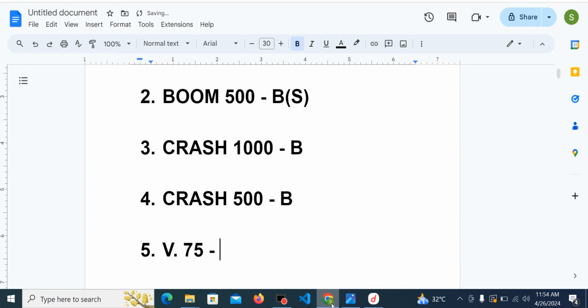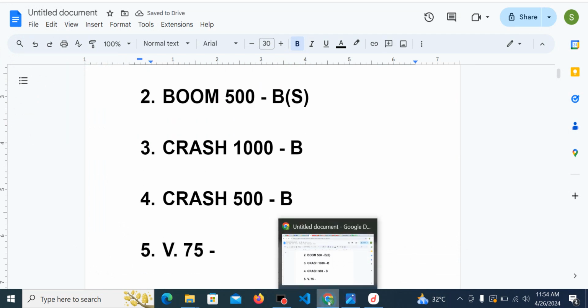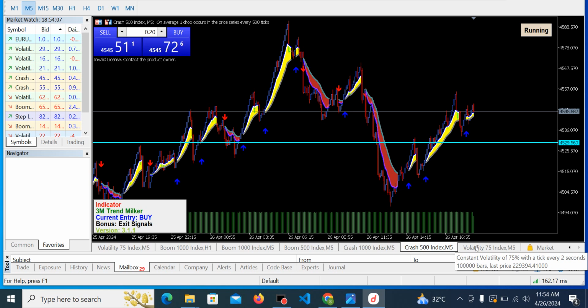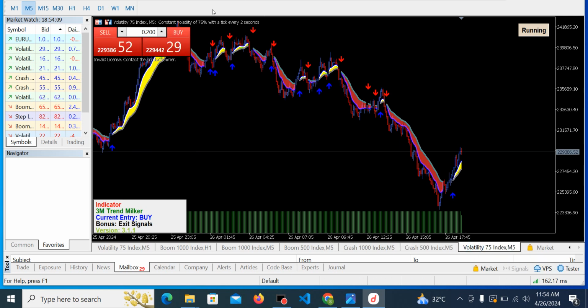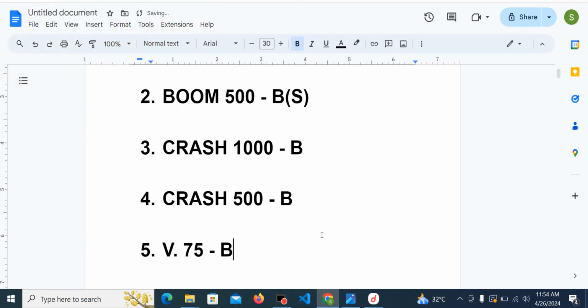Okay, the last asset is going to be V75. Let's check it out right away. This is volatility 75. It had been on downtrend for a while, got to this support zone, was unable to break out below it, so it started a buy trend from there. You can see the yellow flag and the blue arrow, and of course this shows that this is on buy trend at the moment. So these are all that we are able to come up with tonight.